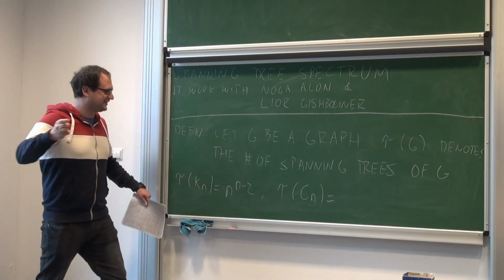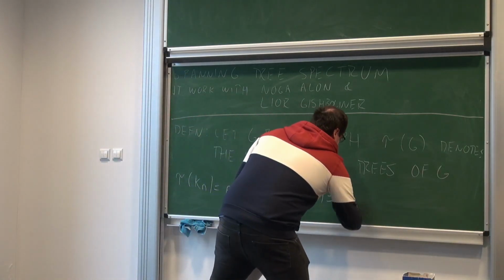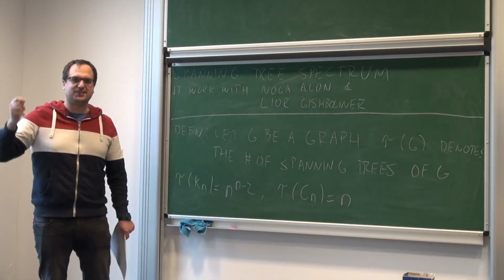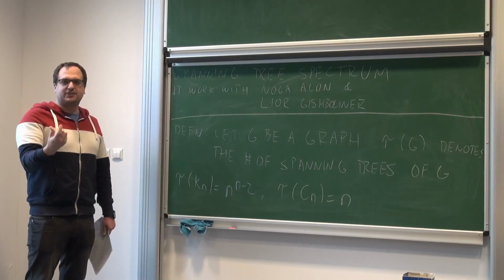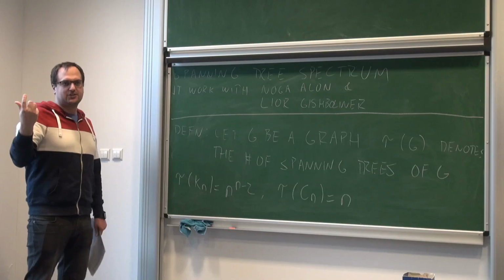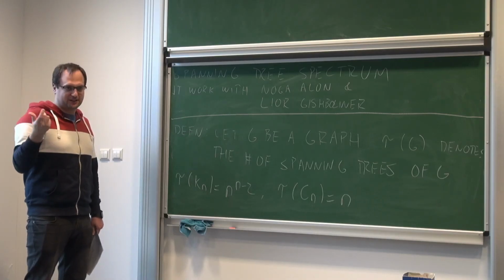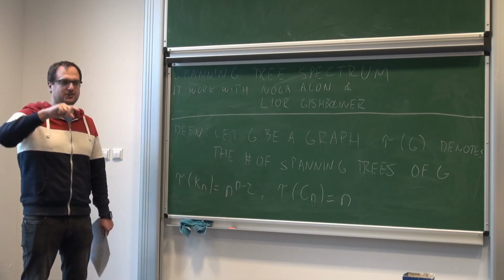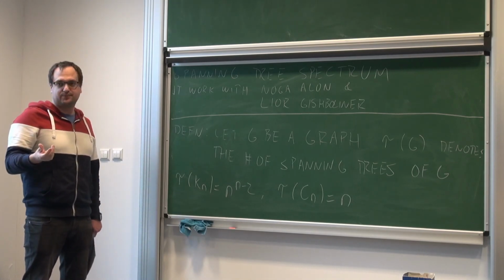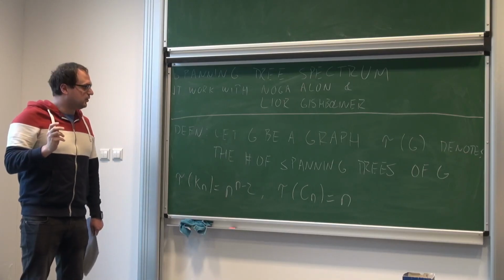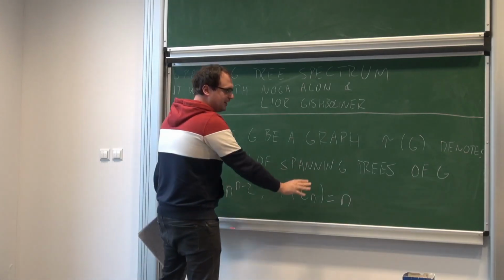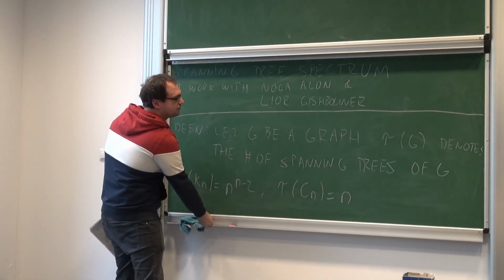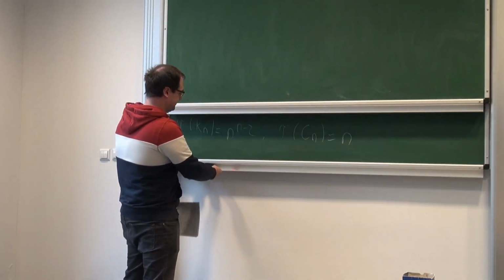Yes, very good, and thank you. So you have a cycle on n vertices. How do you get a spanning tree? Well, you delete one edge. So a spanning tree needs to have exactly n minus 1 edges. So you need to delete one edge, and you have n choices. Okay? This is just a concrete example to keep in mind of what this function is.